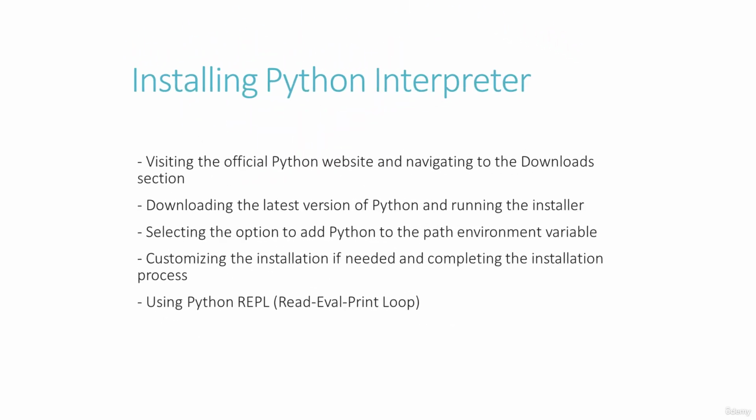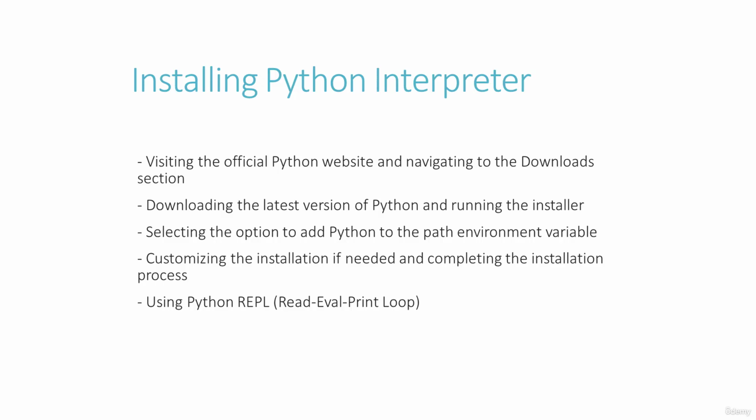So first we'll cover installing Python interpreter. We'll visit the official Python website and navigate to the download section. We'll download the latest version of Python and run the installer. We'll also select the option to add Python to the path environment variable. Then we'll customize the installation if needed and complete the installation process.